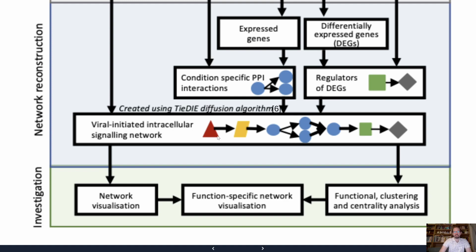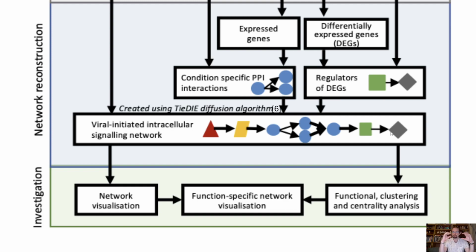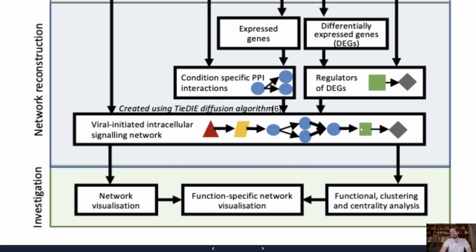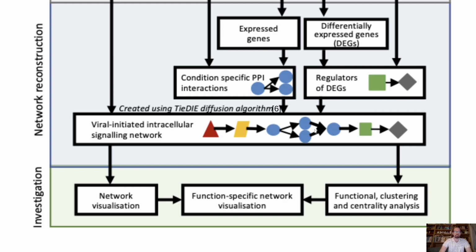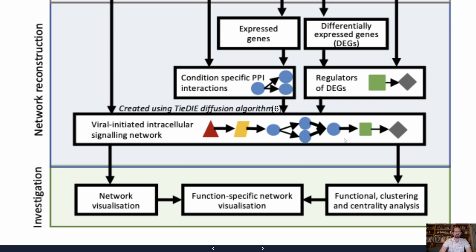So now we have the viral proteins, the interactor partners, the signaling network, the transcription factors and the target genes. But we need to select which is the shortest path between them. To do that, we use an algorithm called TieDIE, which is a network diffusion algorithm. It basically diffuses from both directions, both the transcription factors and the interactor partners of the virus, and tries to find the best shortest paths, and also those which are heavy in the best scores in the network.